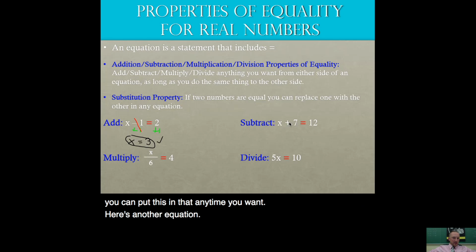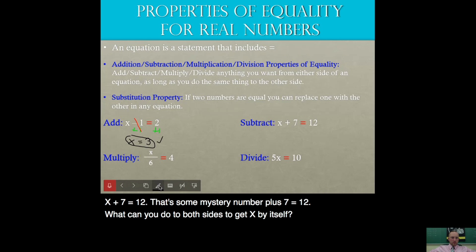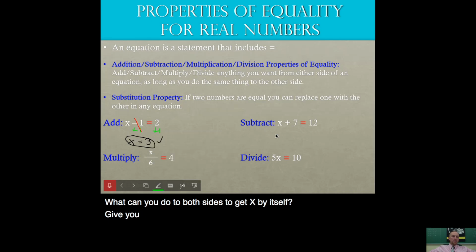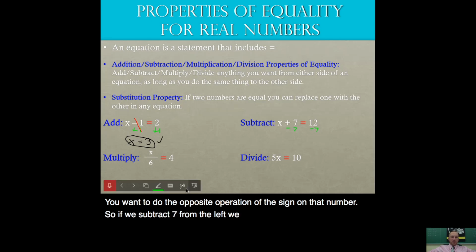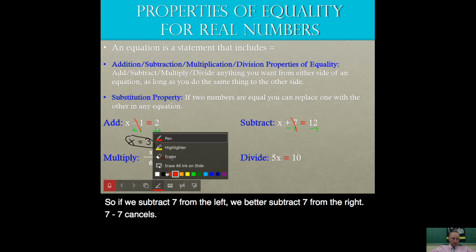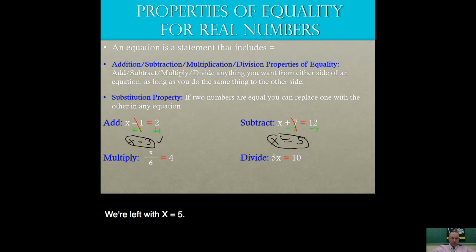Here's another equation. X plus 7 equals 12. That's some mystery number plus 7 equals 12. What can you do to both sides to get x by itself? Well, I'm going to give you a little hint right here. You want to do the opposite operation of the sign on that number. So if we subtract 7 from the left, we better subtract 7 from the right. 7 minus 7 cancels. We're left with x equals 5. 12 minus 7 is 5. Check your work. 5 plus 7 equals 12. Sounds pretty good.